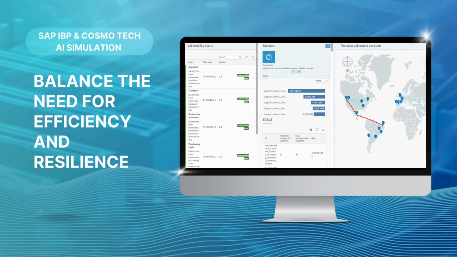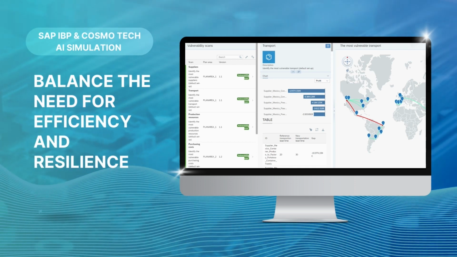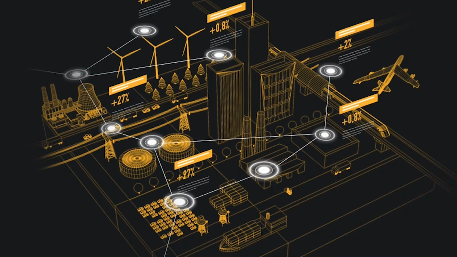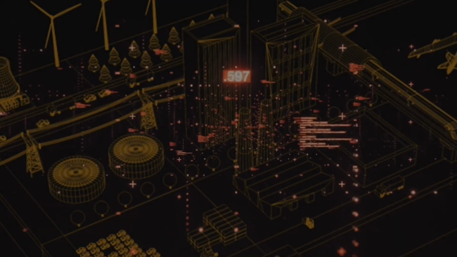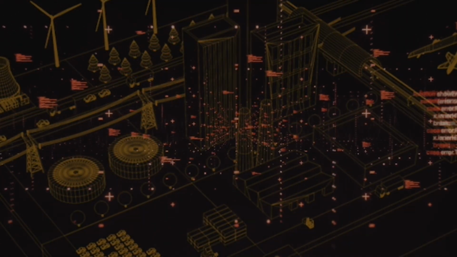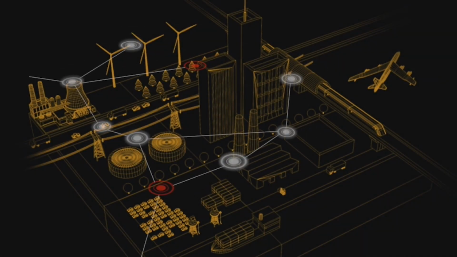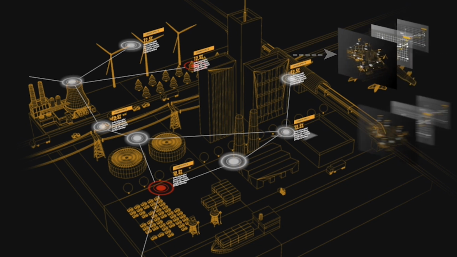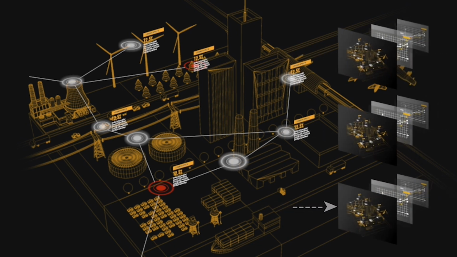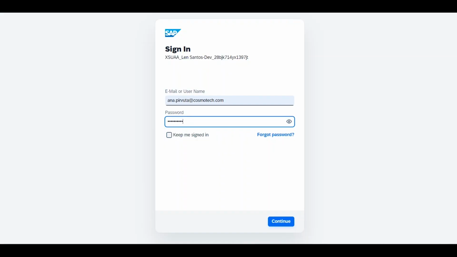The Cosmo Supply Chain Vulnerability Scan adds an intelligent simulation layer to SAP IBP that allows you to test the impact of an unexpected event on supply chain operations. Thousands of simulations are run automatically to provide a very accurate representation of the real behavior of the supply chain, including all production stock and flow management policies. Let's see what this looks like within SAP IBP.